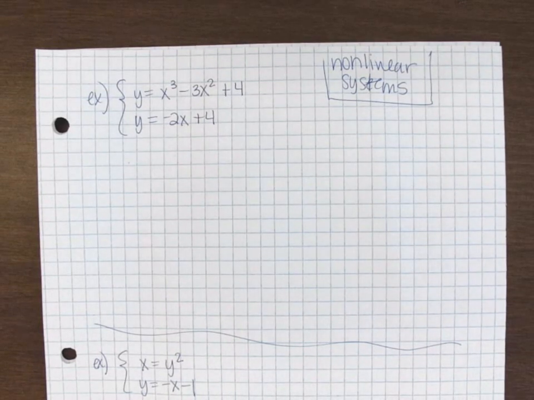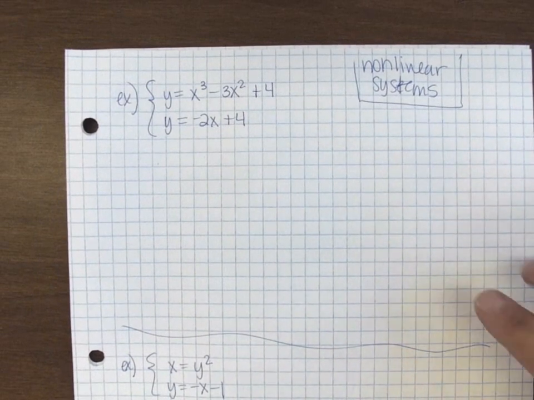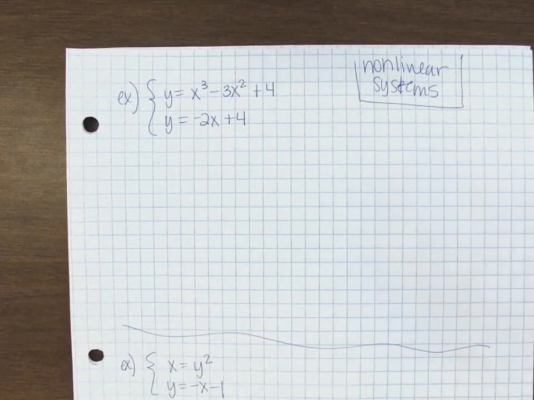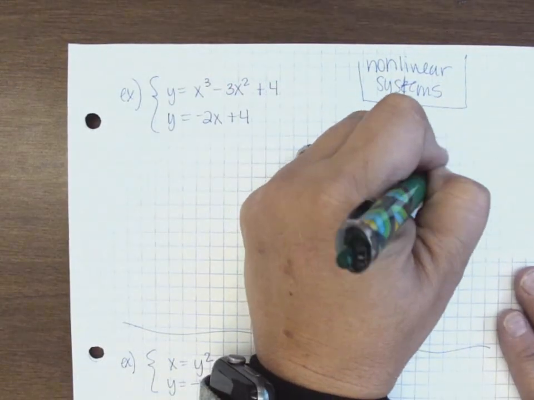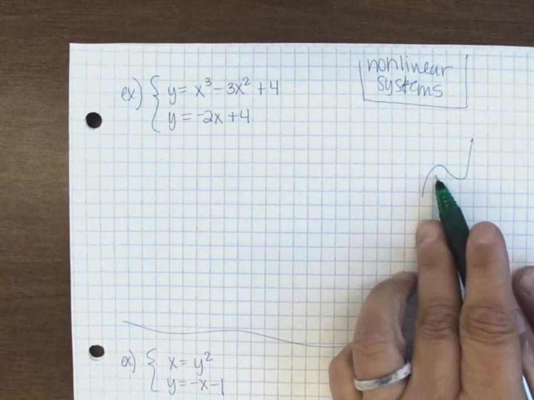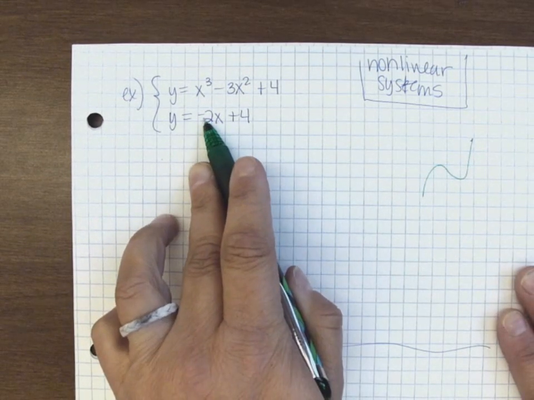Okay, so second day of this, but now we're going into nonlinear. So they're not going to be just straight lines. On this first equation, it's a cubic function. So we know that that cubic function could turn 2 times. So it probably is going to look something like this. Then you have a line, and it looks like the line is going down.